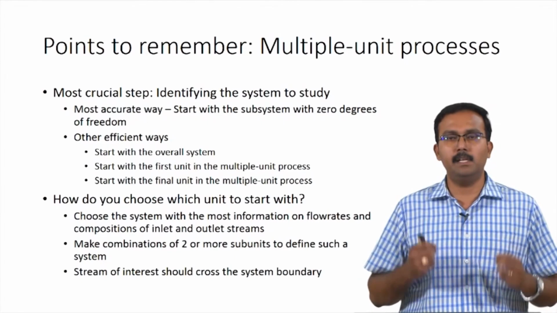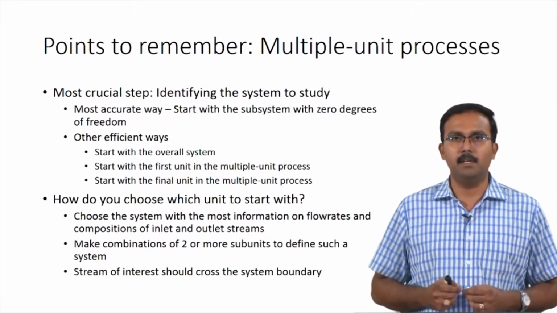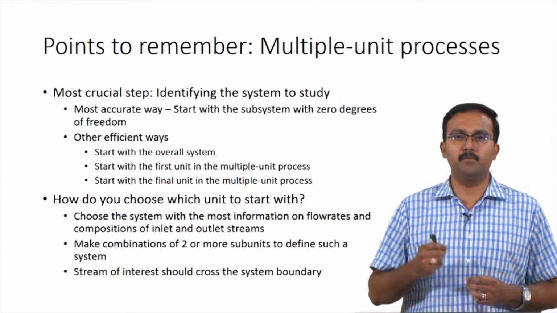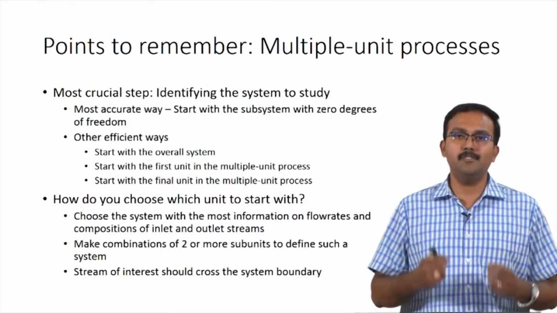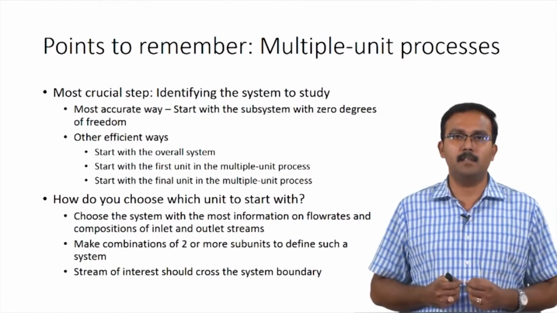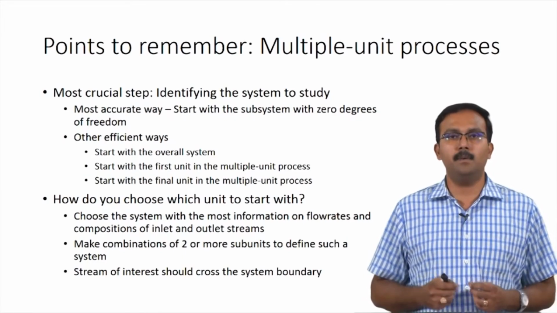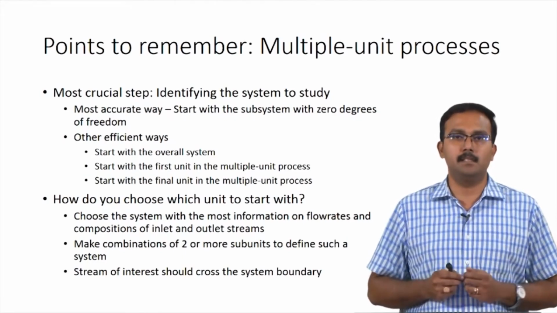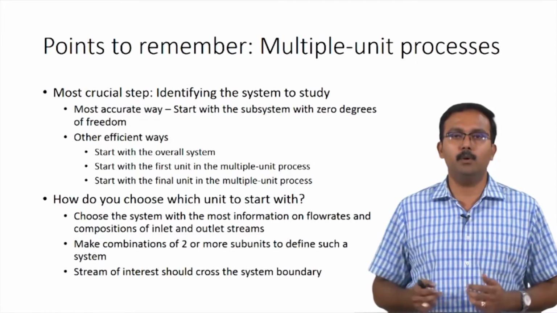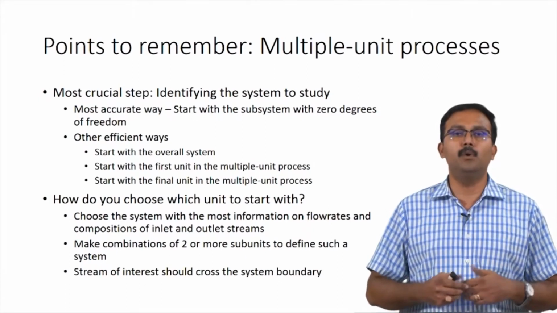Another aspect which we need to remember is, if we have no information about a stream, we do not know either the flow rate or the composition or both of them, and it is not a stream of interest, not something we need to calculate, then draw a system in a way that this stream is encompassed by the system, so that we do not have to worry about calculating the flow rates or the composition of something which we do not need.